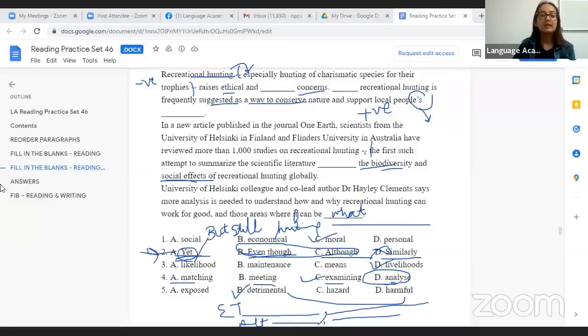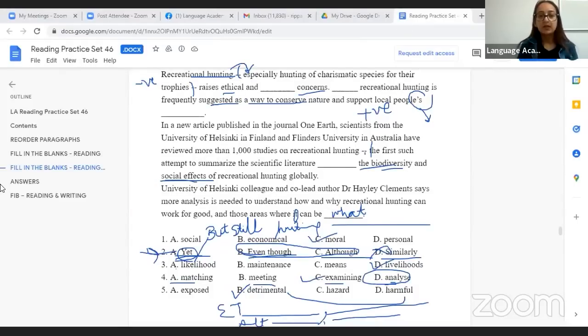Right, so the first one, ethical and moral, they are from the same discipline, the same subject, so they come together. What is right, what is wrong is an ethical and moral thing. The second one, even though and although need two parts in the same sentence, which we don't have. Our sentence had only one part without a comma in between. Similarly cannot come because the sentences were opposite, one negative and one positive. We cannot say they are similar. The third one, hunting is a way to support local people's livelihoods, their living basically. They survive on that. That is called their livelihoods, because we cannot say maintenance of people or means of people.